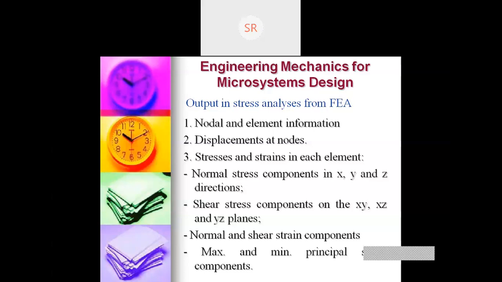Here what we have done is the stress analysis only for the mechanical part, with respect to stress, strain, displacement. One more topic is remaining in the third module, that is the design of the accelerometer. We'll discuss that in the next class.